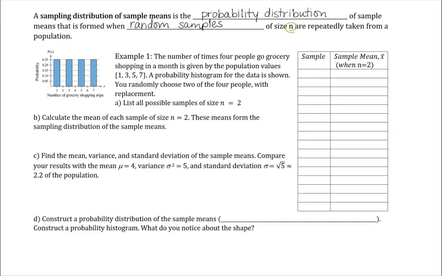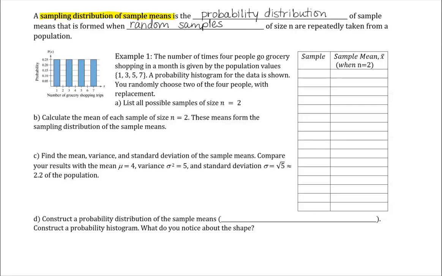Now that definition is very hard to wrap your head around. So in this first example, our goal is just to understand what a sampling distribution of sample means is. That's what we're going to look at now in this video. So example 1: we have the number of times 4 people go grocery shopping in a month, which is either 1, 3, 5, or 7.